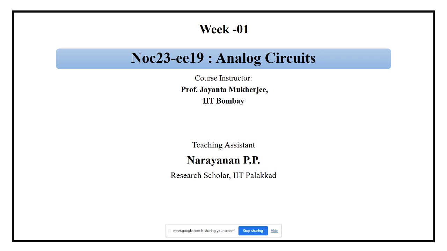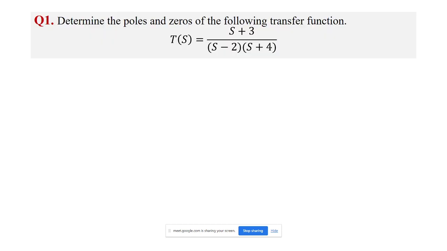So let me start. This is the first question. Let me read the question. Determine the poles and zeros of the following transfer function: T of s equals s plus 3 divided by s minus 2 into s plus 4. So it's a direct question based on poles and zeros concepts.